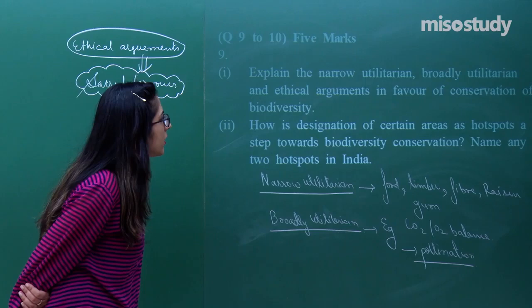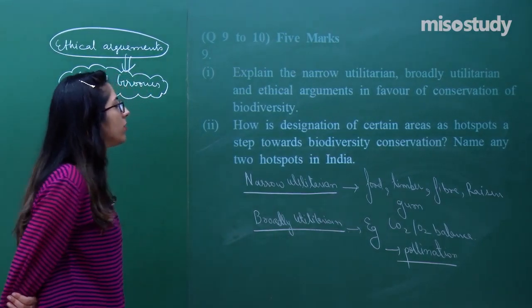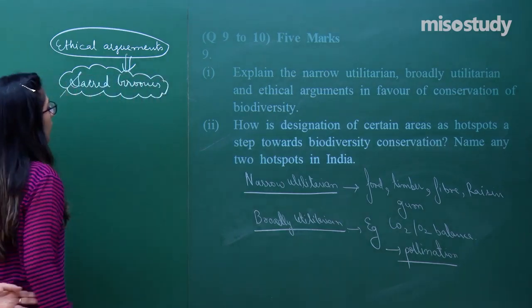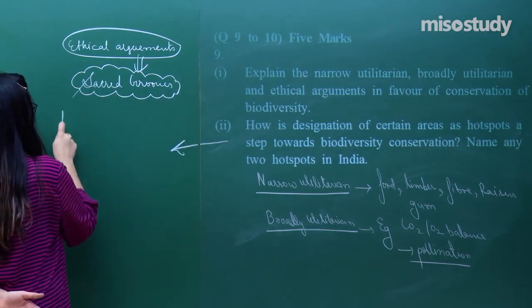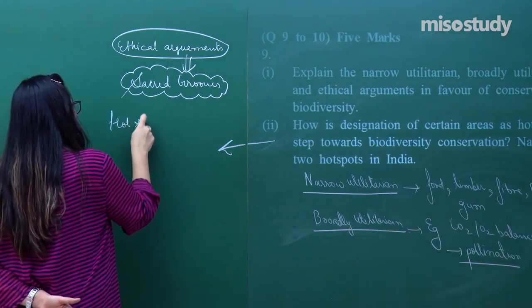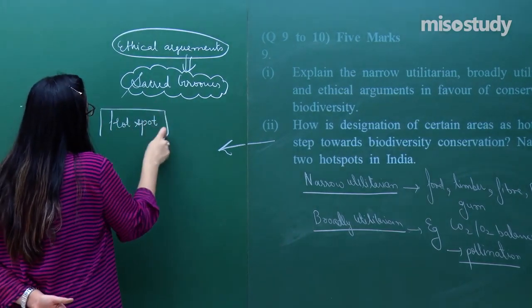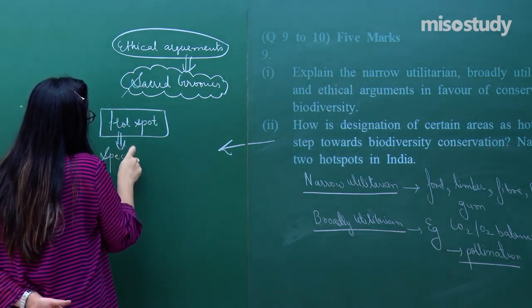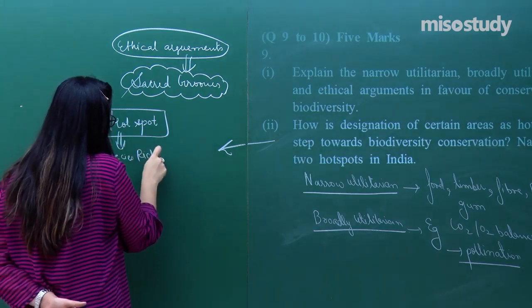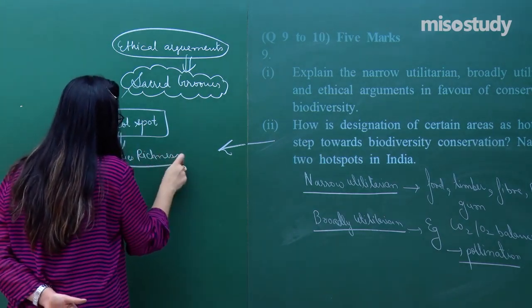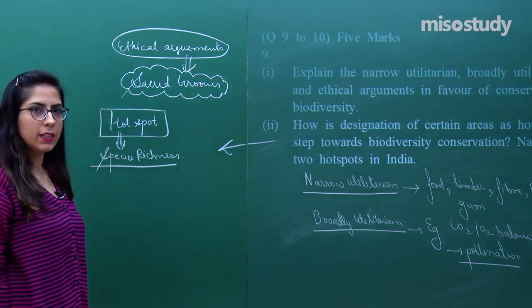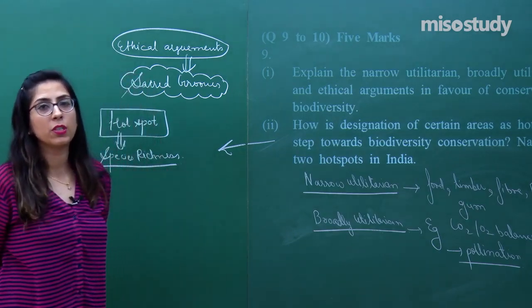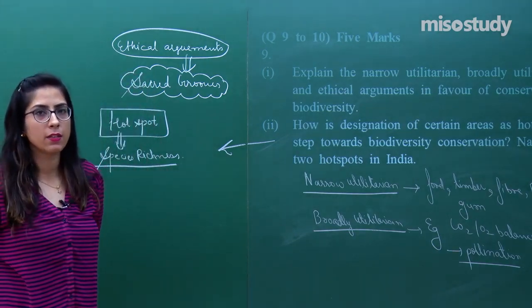How is designation of a certain area as a hotspot a step towards biodiversity conservation? Name any 2 hotspots in India. So what is a hotspot? Hotspots are those areas which have the highest, or which are famous for, species richness. They should be protected because the species richness and biodiversity are very high in those areas.